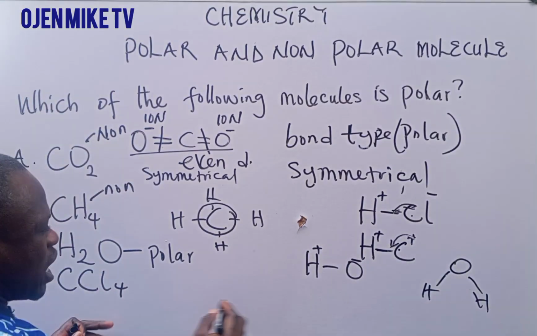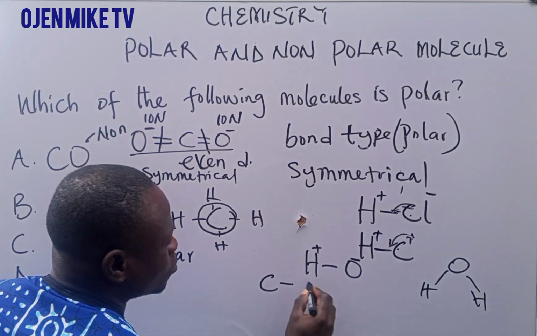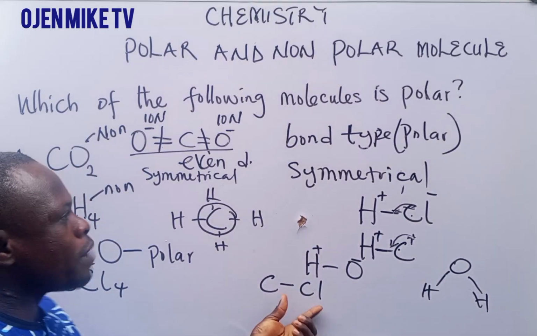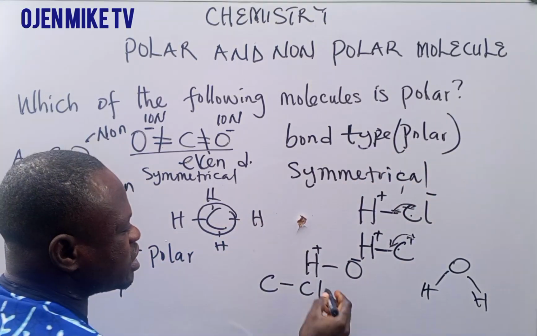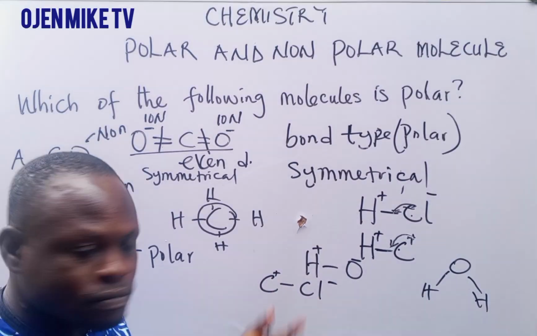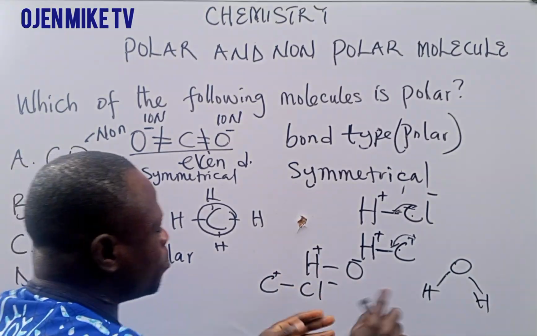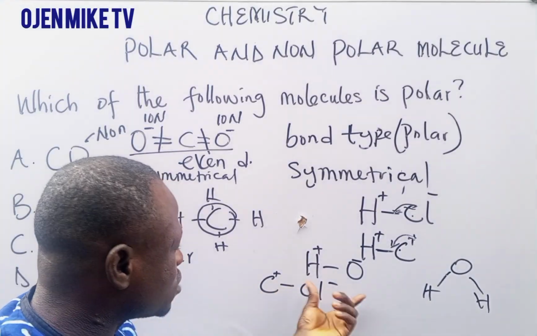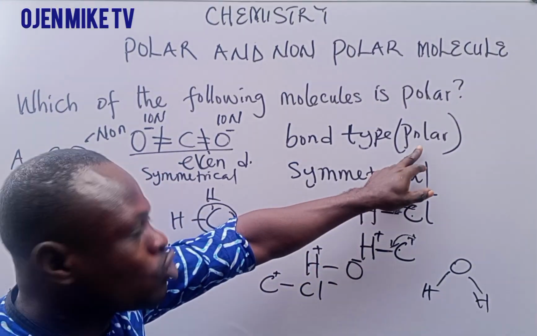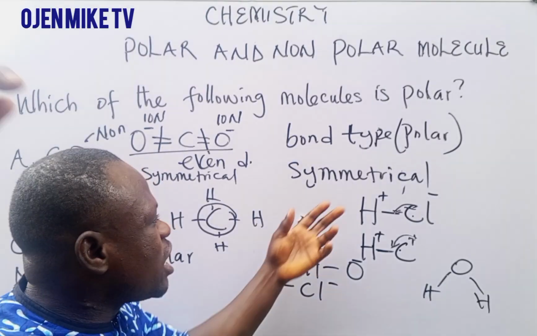Let's go to carbon and chlorine. We have already established that carbon and chlorine, the bond type is polar. Because chlorine is negative and carbon is slightly positive. Now, chlorine will tend to drag more of the electron from carbon towards itself, therefore making it polar. Now let's look at the symmetrical shape.